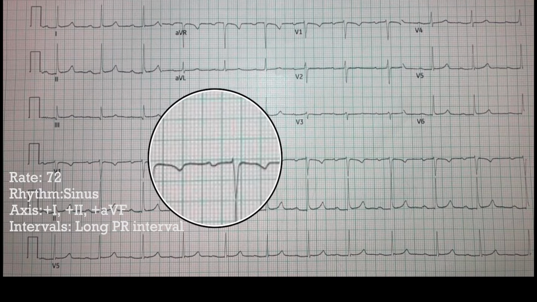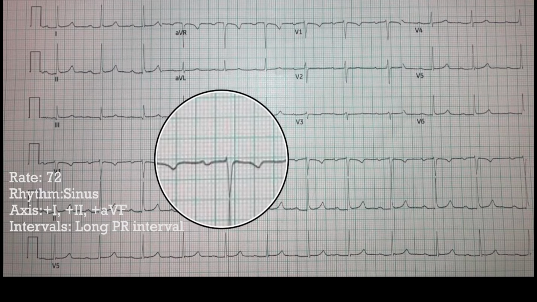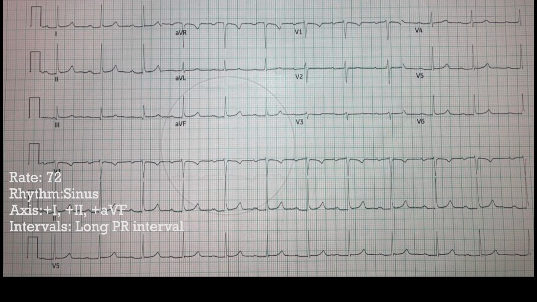See that there would have been a normal one, and it's actually a little bit longer. So in this case, it's not under one small or one large box. This is a long PR interval, and you can count the little boxes, and it turns out to be about 250 or something like that. So we've got a long PR interval.